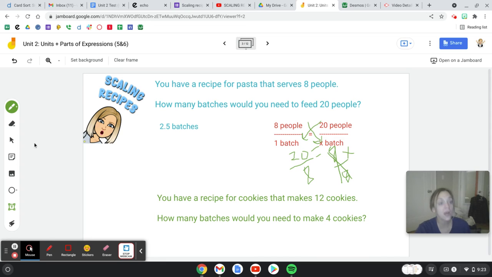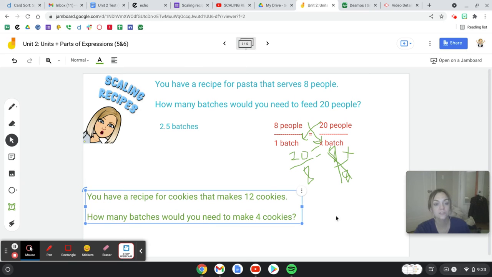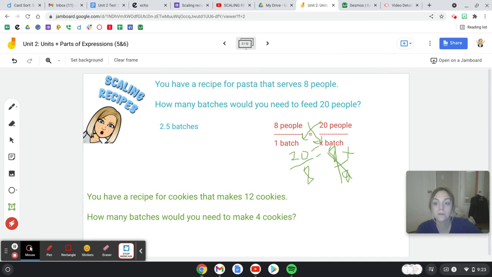If you want to see another example, if you feel good, go ahead and try the assignment or the activity. If you need another example, we'll go through one right now. So this is, you have a recipe for cookies that makes 12 cookies. How many batches would you need to make 4 cookies? Automatically, this problem's a little bit different because I'm going from 12 to 4. So I'm going to need a number that's smaller than 1.